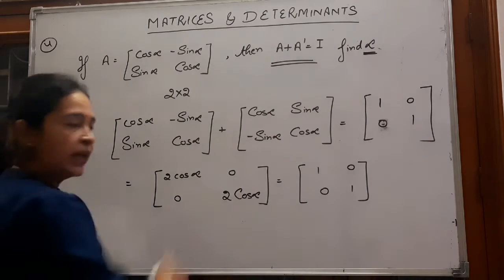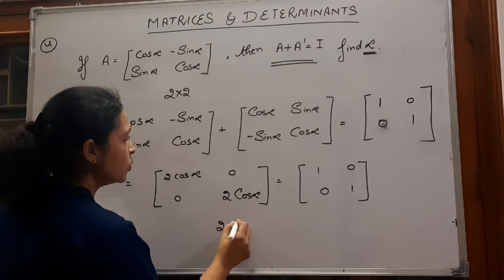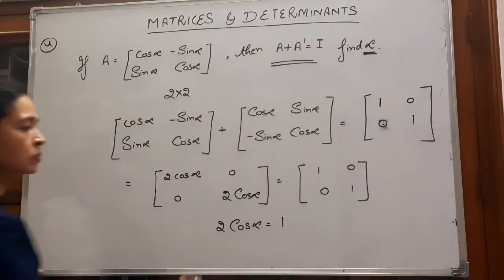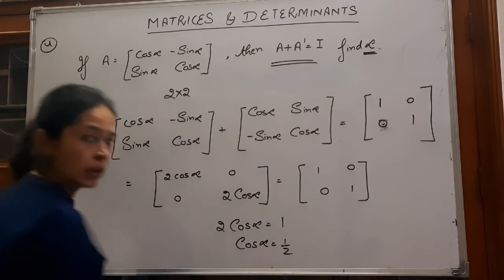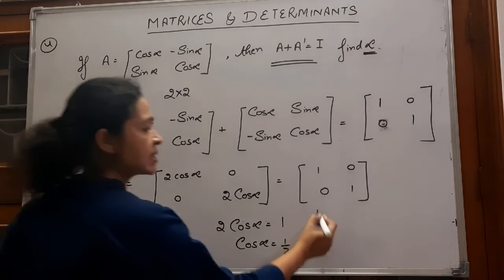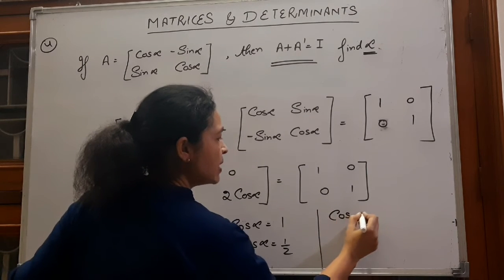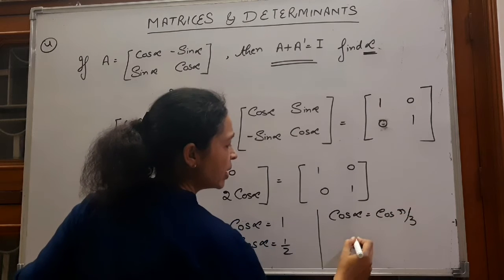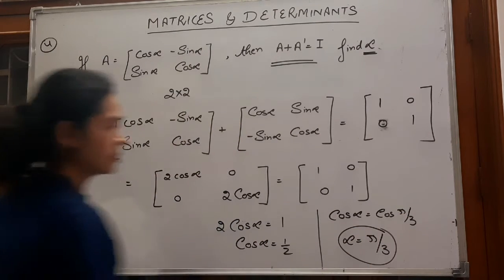On equating the corresponding elements, what will we get? These are zeros. We will get 2 cos alpha equals 1. What is cos alpha? 1 by 2. And which value of cos is 1 by 2? Cos 60 degree or pi by 3. Cos alpha is equal to cos pi by 3, that is 60 degree. So alpha is pi by 3. This is our answer.